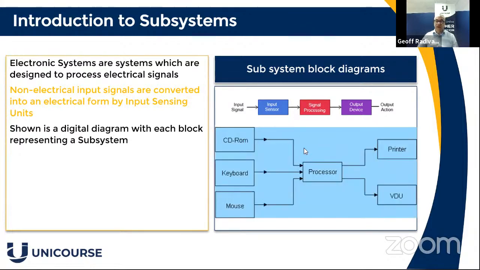Now, let's look at it in a more digital way. We've got a CD-ROM, a keyboard, mouse, processor, printer, VDU, and each one of these is a subsystem. Inside each one of these, there could be another subsystem to break it down even further. But we'll just say these are all subsystems in one main system.